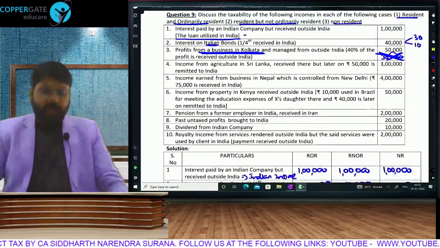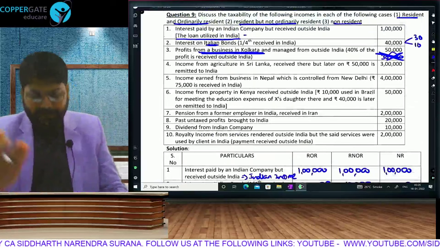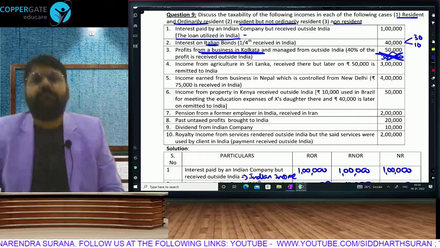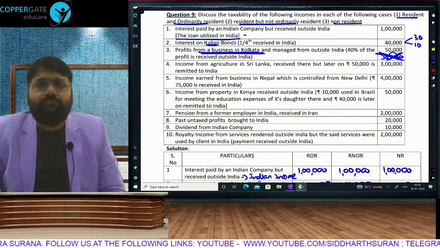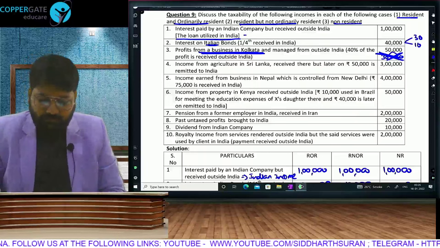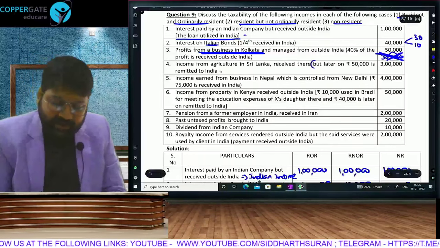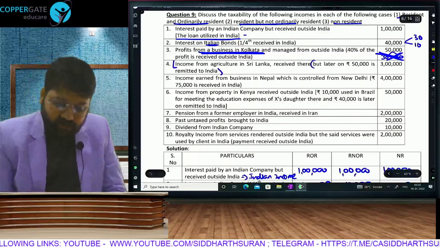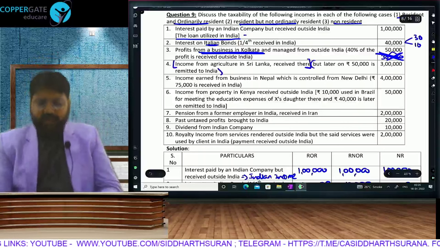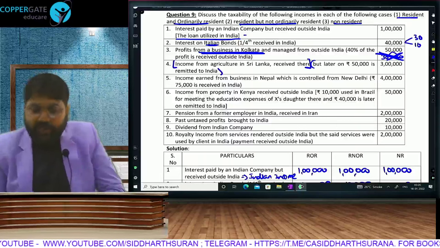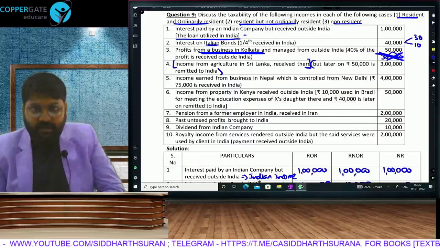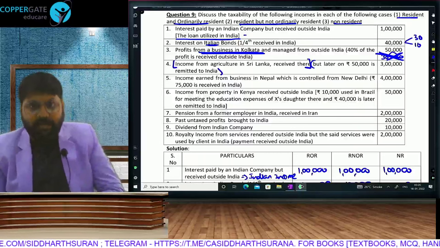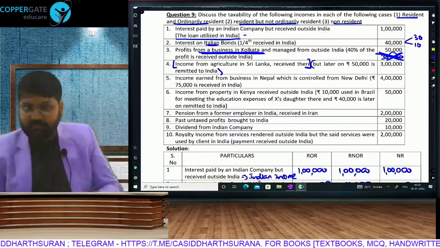Next income. Income from agriculture. Income from agriculture in Sri Lanka, received there, but later 50,000 is remitted. About this remittance, I will give you an explanation. Okay. First, focus on this part. Income from agriculture in Sri Lanka, and you have received also there only. That means you have done agriculture business in Sri Lanka. And where have you received your money? Sri Lanka. So tell me, where is accrual of income?